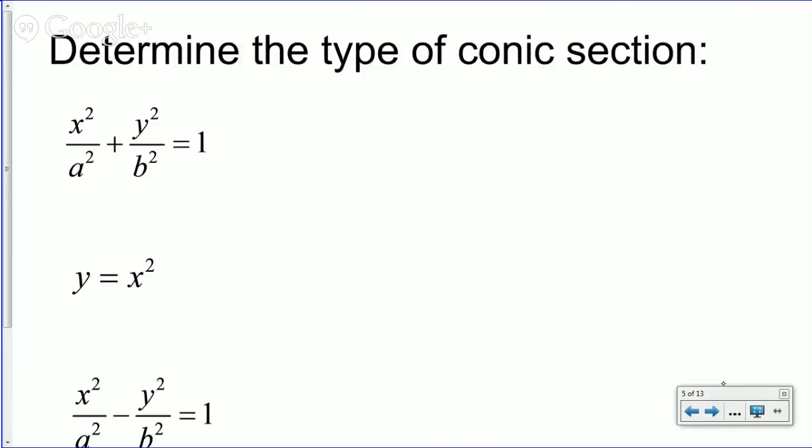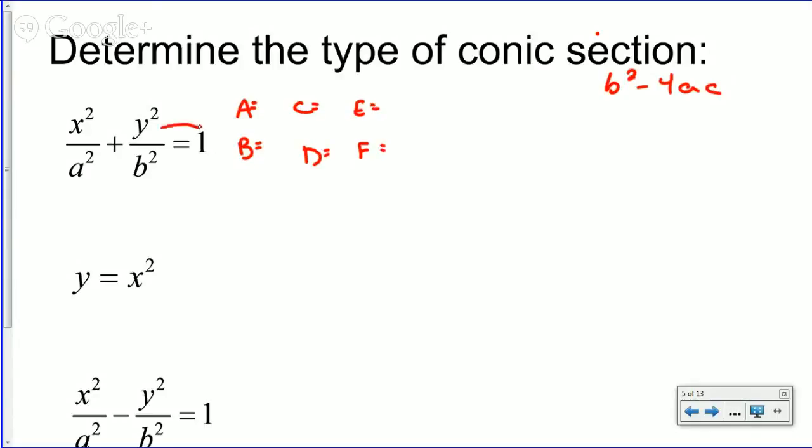So determine the type of conic section. I want to know about b squared minus 4ac. Okay, so I need A, B, C, D, E, and F. Now remember, we'll start with the easy one. F is your constant.